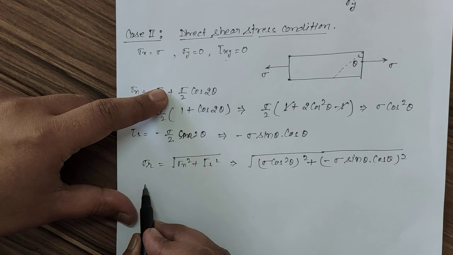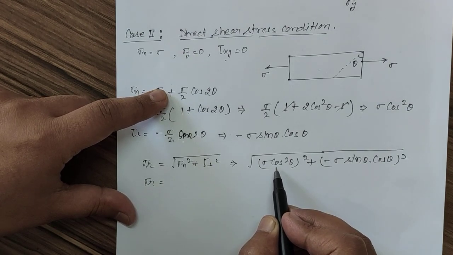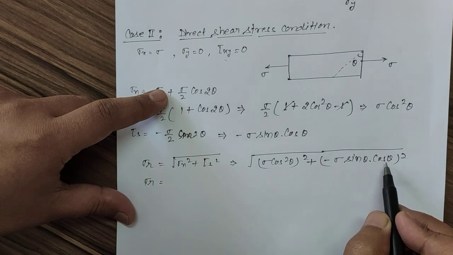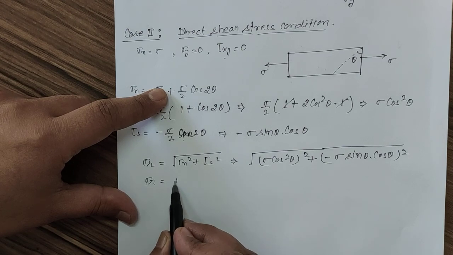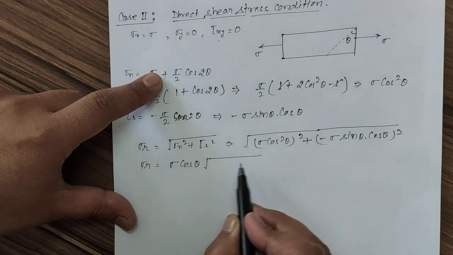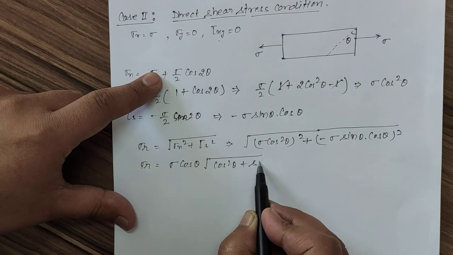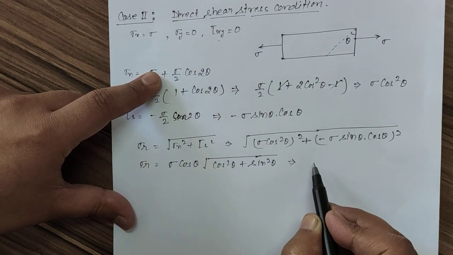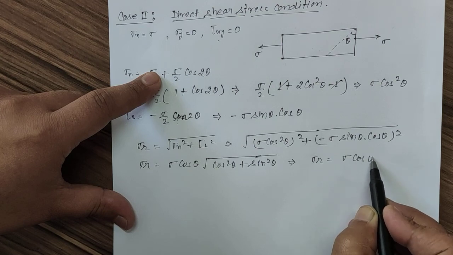From here we can calculate sigma r. Sigma will come outside. Here we will have cos to the power 4 theta. We can take sigma cos theta outside from the square root. Inside we will have cos square theta plus sin square theta, which is equal to 1. Then sigma r we can write as sigma cos theta.